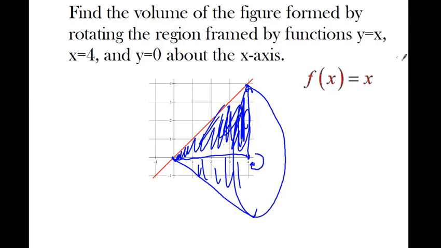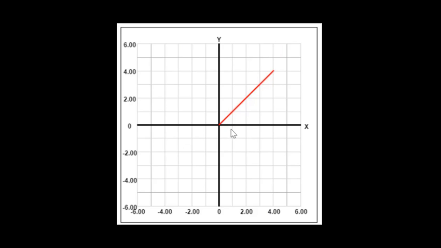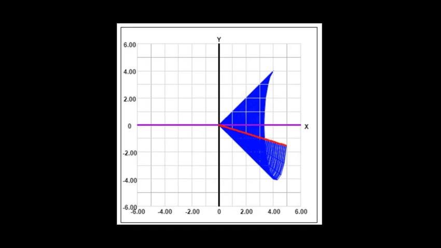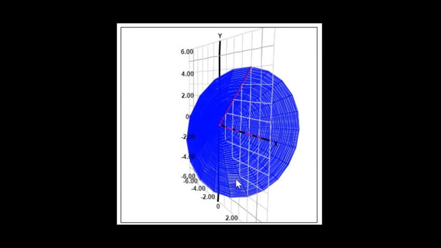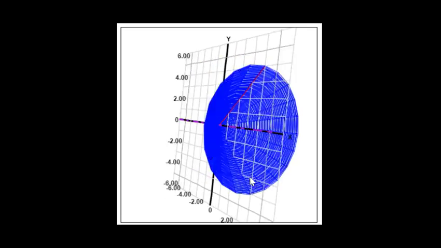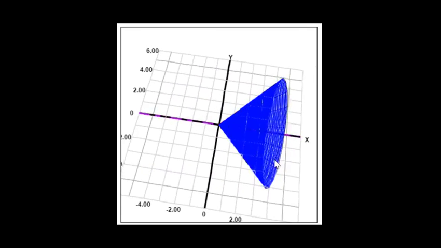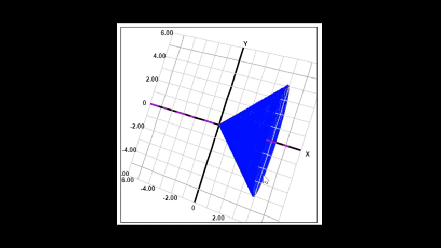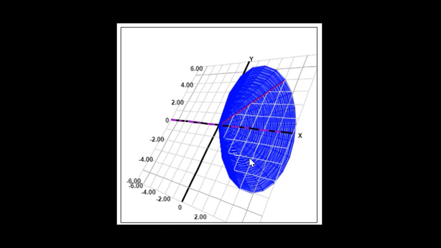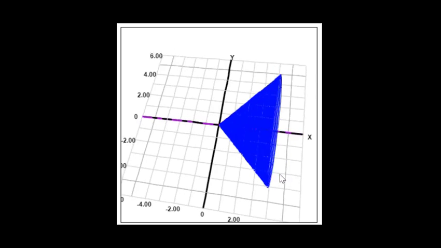Let me show you this to make it a little bit clearer. Here's our function, y equals x. X-axis. X equals 4. So we're going to take this region right here and we are going to revolve it around the x-axis. So you can see it ends up being a cone. You can see the figure that we end up with is a cone. We took that region, revolved it around the x-axis, and we end up with a cone right here. So we're going to find the volume of this.